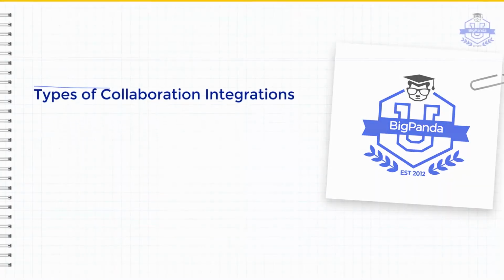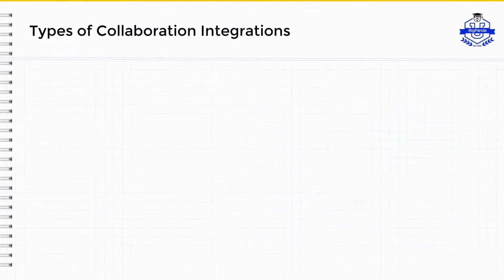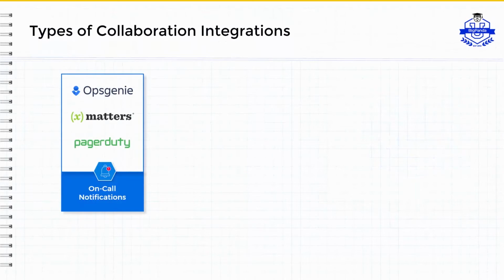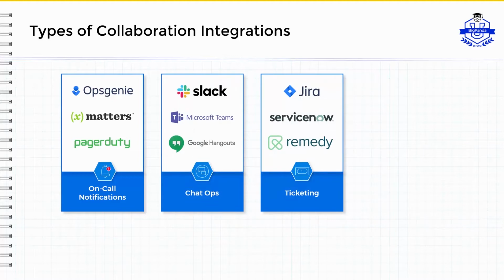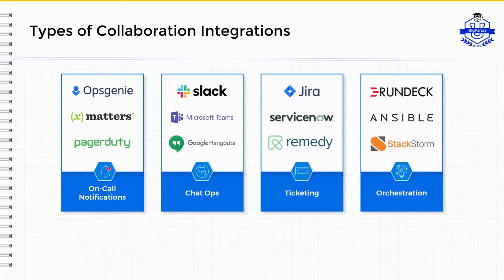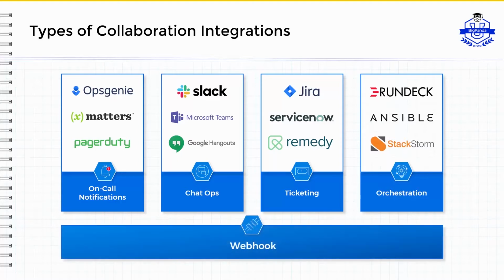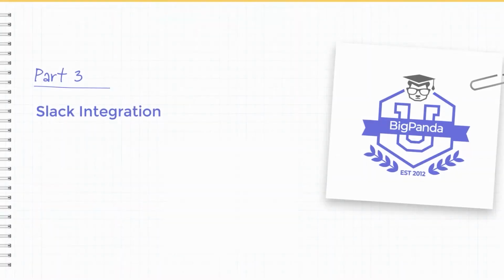Now let's discuss collaboration and integration types. There are 4 common types of collaboration systems that BigPanda integrates with. These are on-call notification systems, which includes Opsgenie, Xmatters, and PagerDuty, chat tools such as Slack, Microsoft Teams, and Google Hangouts, ticketing or service desks such as Remedy, ServiceNow, and Jira, and orchestration tools like Rundeck, Ansible, and Stackstorm. BigPanda also provides a generic outbound webhook, which allows you to integrate your incidents with many other third-party tools leveraging webhooks. Now let's see how to set up a notification integration.